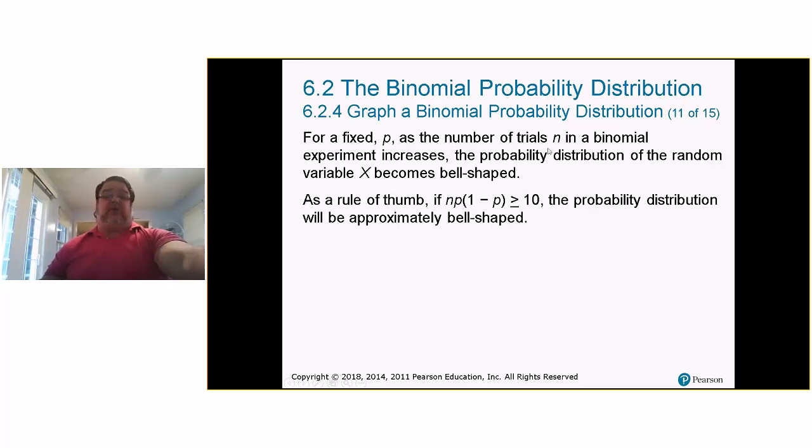Okay, for a fixed p, as the number of trials in a binomial increases, the probability distribution, and so on. As a rule of thumb, write this down. This is important. If npq is greater than or equal to 10, the probability distribution will be approximately what? Bell-shaped. That means it'll be pretty much a curve. Okay? That's something you might want to write down.